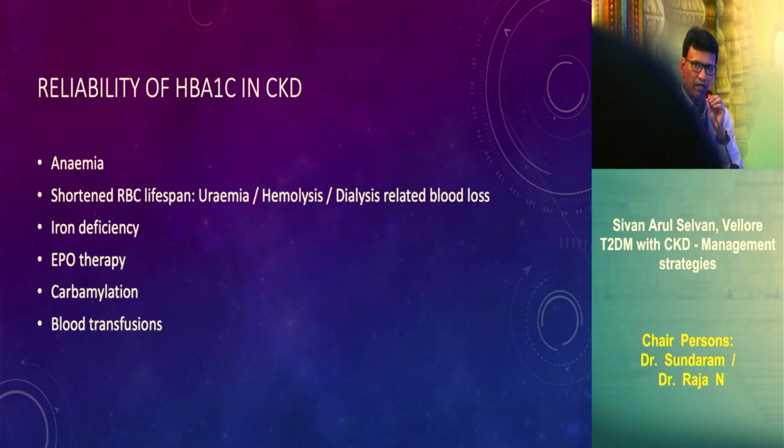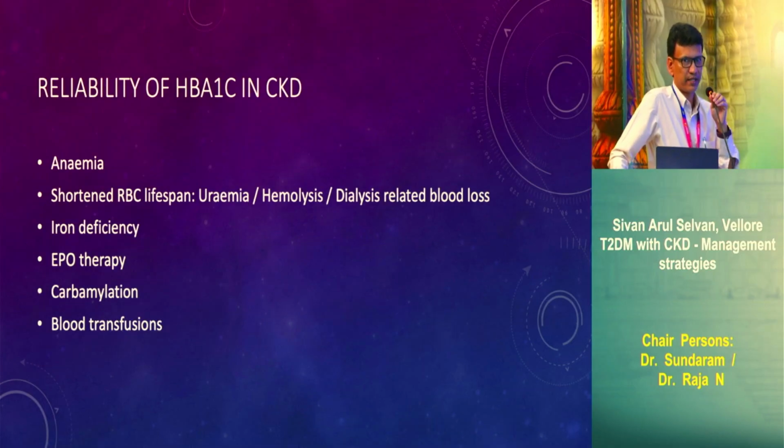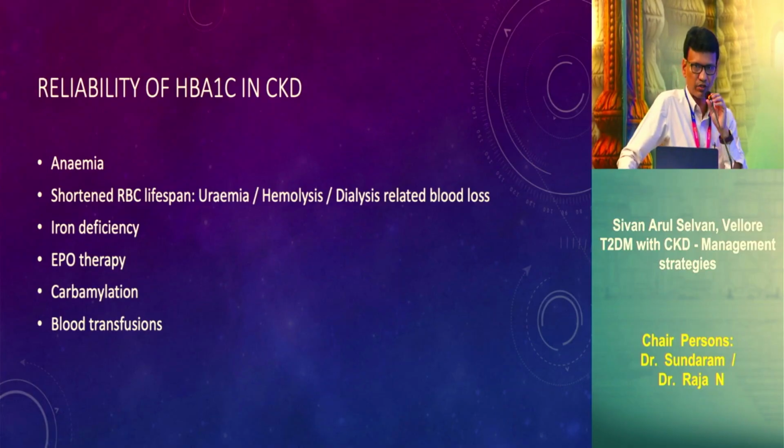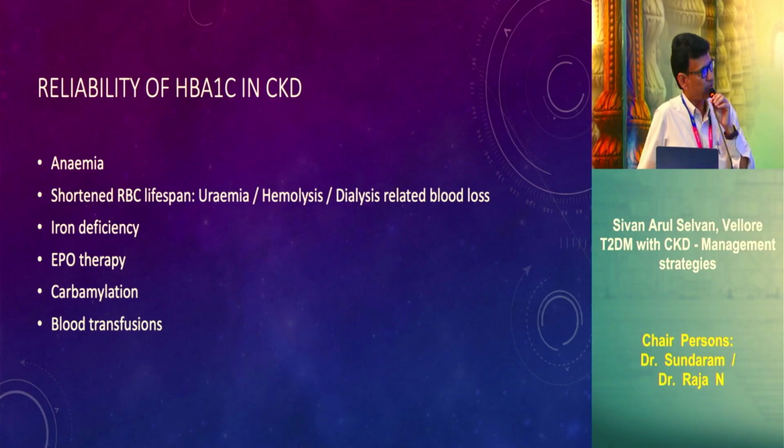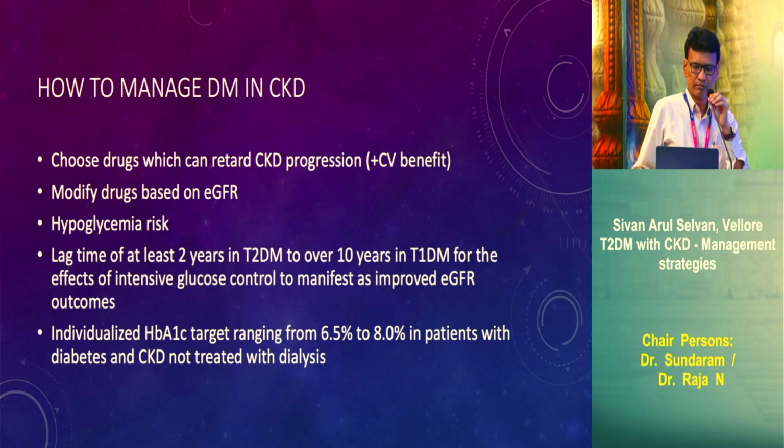And HbA1c may not be reliable because of various reasons like anemia, shortened RBC lifespan, iron deficiency, erythropoietin therapy, carbamylation due to excessive urea, and blood transfusions. So can HbA1c be used or not? It can still be used as long as the anemia is corrected and Hb is stable, but it becomes more troublesome interpreting in patients on dialysis. So in this patient, you may have to go for alternative measures like CGM, etc.